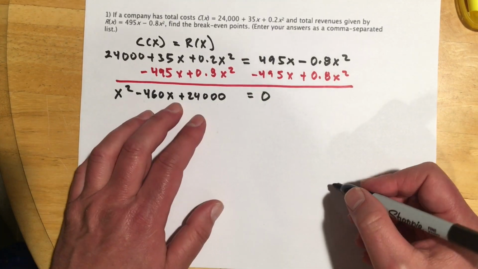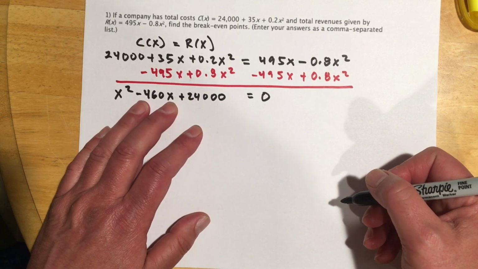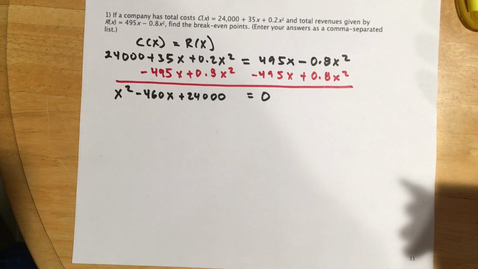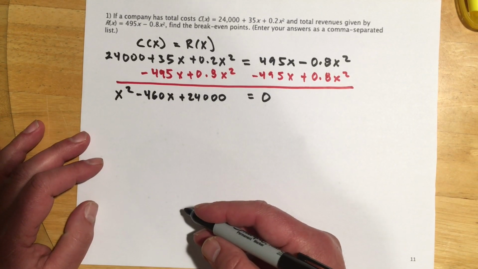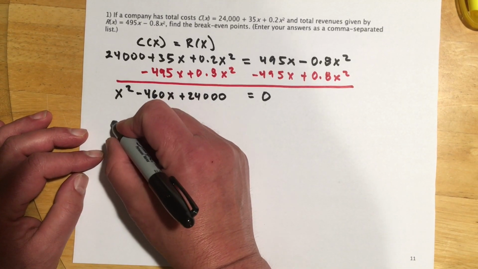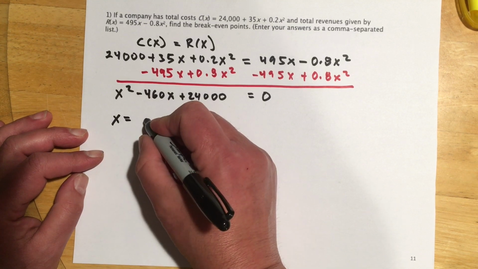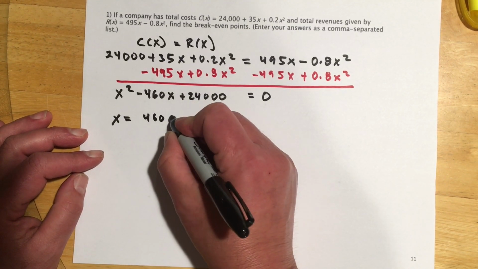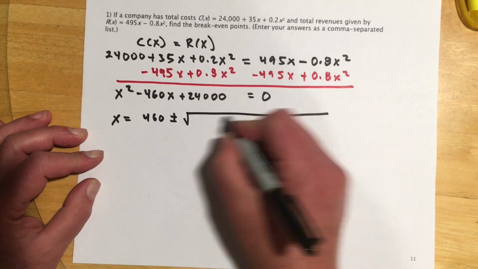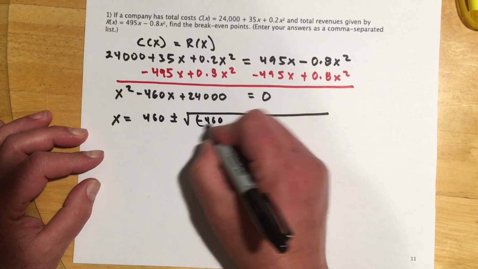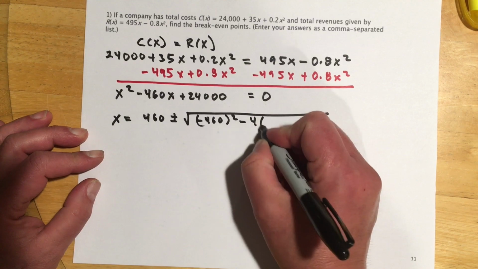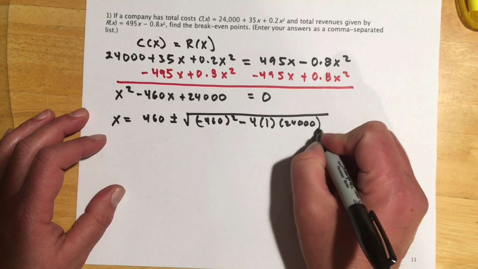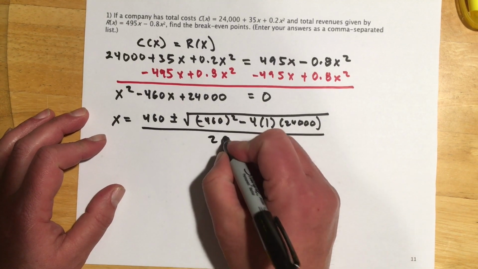And so it may be this factors, but it doesn't look that fun to factor. So I'm just going to toss it in the quadratic formula. But you could probably, yeah, you would be able to factor it if you tried. x equals, I'm just going to do negative is going to be positive 460 plus or minus negative 460 quantity squared minus 4, a is 1, c is 24,000, all over 2a.